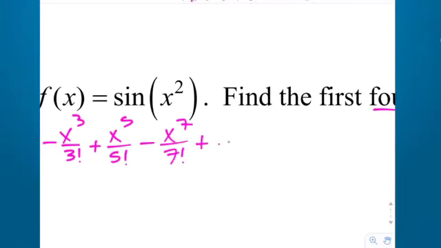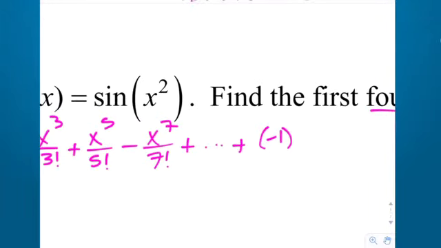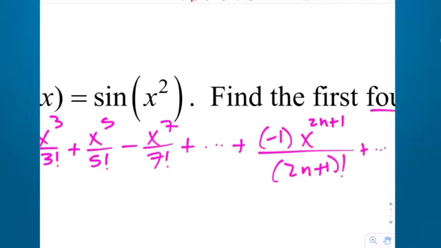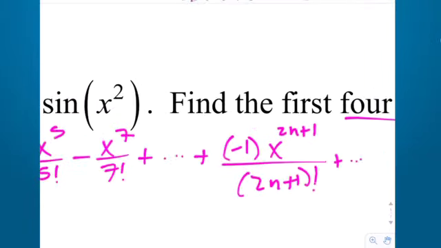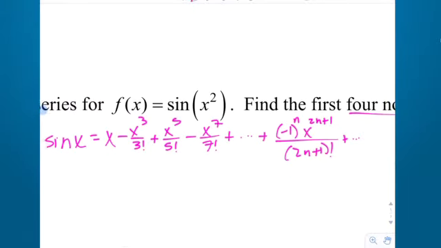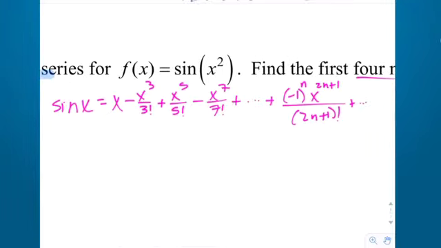So plus dot, dot, dot, plus, and remember for sine, it's a negative 1 to the something, and then it's x to the 2n plus 1 over 2n plus 1 factorial, and then plus dot, dot, dot. And was it n or n plus 1? N. Yeah, because in this case we start at 0, it gives us x to the first, and negative 1 to the 0 is positive. So now that we have that, we can create sine of x squared.